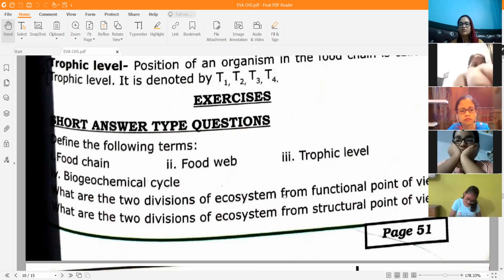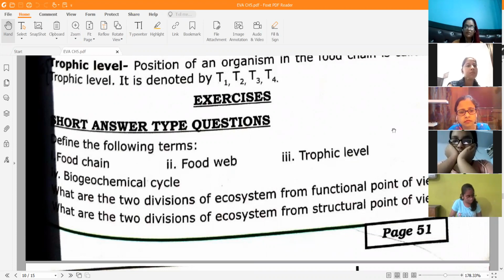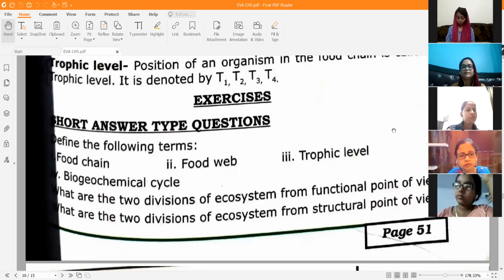What are the two divisions of ecosystem from the functional point of view? So from functional point of view, Gauri, would you be able to tell me? Two divisions of ecosystem, it's given on page 43. Yes, Madhya?